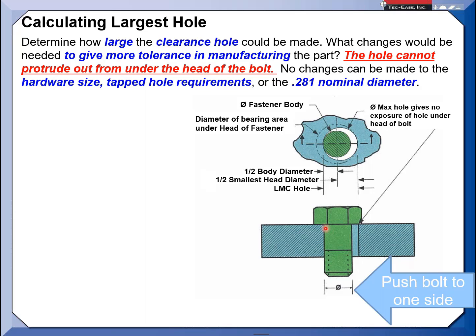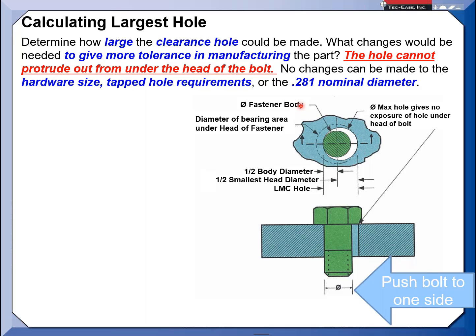Then the requirement is that whatever that size is, that clearance hole will never come out from underneath the type of head you're doing here. So what we're worried about here, being a hex bolt, the minimum distance would be across the flats, not across corners. So the requirement is the max hole gives no exposure underneath the head of the bolt. In this case, across the flats would be the minimal distance.